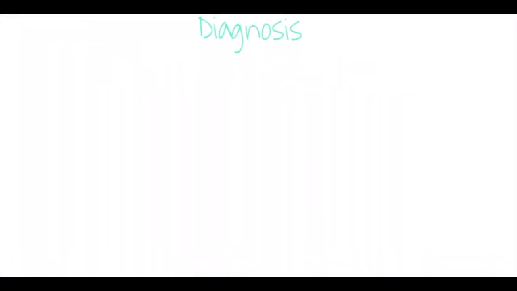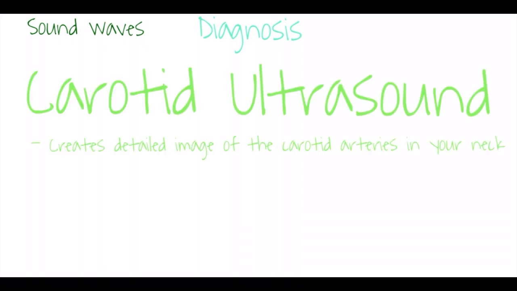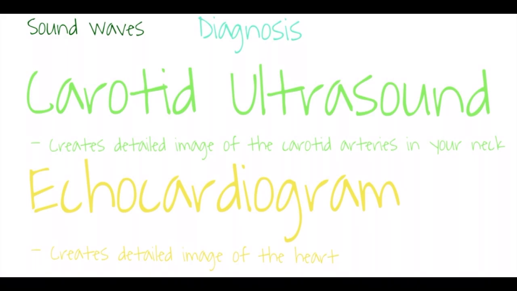The next two tests both involve the use of sound waves to look at the inside of the body. The first test is called a carotid ultrasound. In this test, sound waves are used to create detailed images of the inside of the carotid arteries in your neck. This can help determine if there is any narrowing or plaque within your arteries that is inhibiting blood flow to the brain. The other test is called an echocardiogram, which creates a detailed image of the heart using sound waves. It can be used to find any sources of clots that could have traveled from your heart to the brain and caused a stroke.